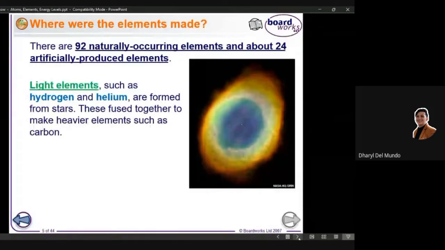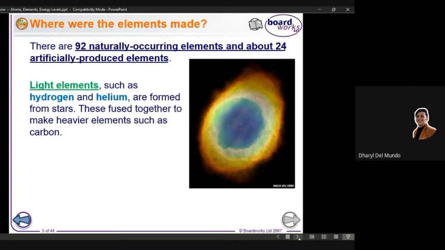Okay, so light elements. Let's just have a short background. When we talk about light elements, these are not heavy elements. In Tagalog, magagaan. Okay, light elements such as hydrogen and helium are formed from stars. That is why stars, and the biggest star that we have here, which is the sun, are made up of hydrogen and helium. Okay, so lahat ng bituin, all the stars are made up of hydrogen and helium. They are formed from stars and they also form stars.